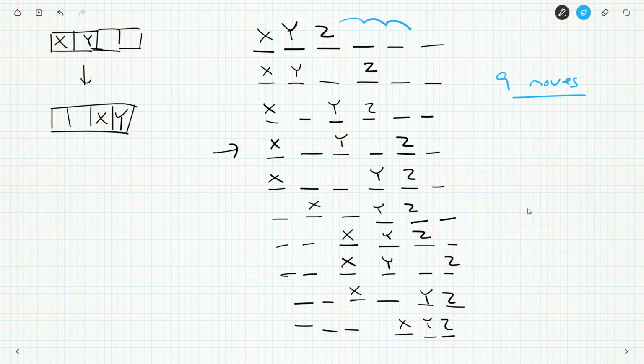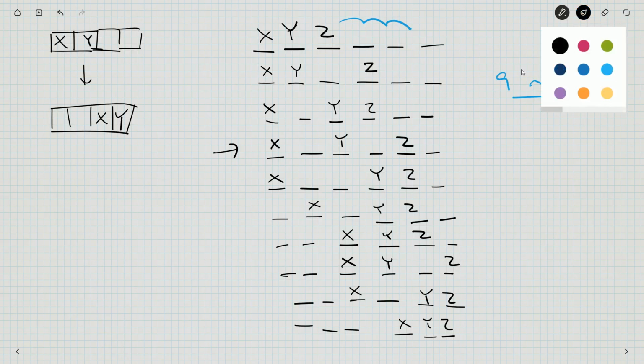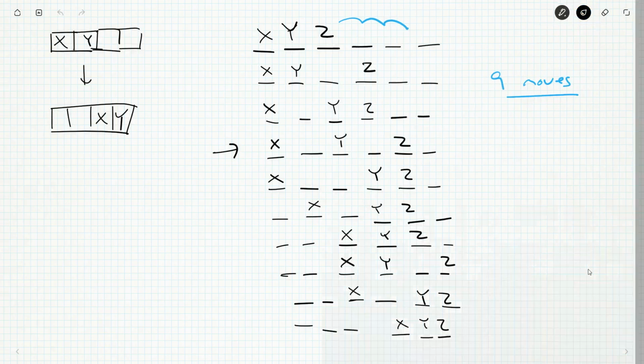So I'm thinking maybe just a tree diagram. So we have to start by moving Z. And we'll have X, Y, Z. And then we could either move Z again or move Y again.